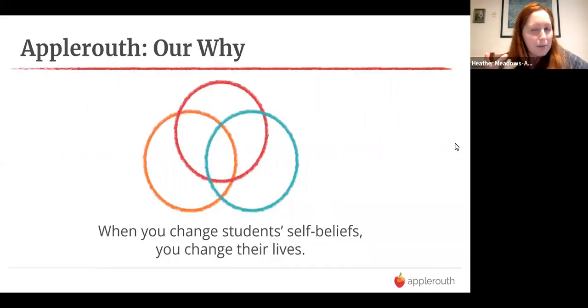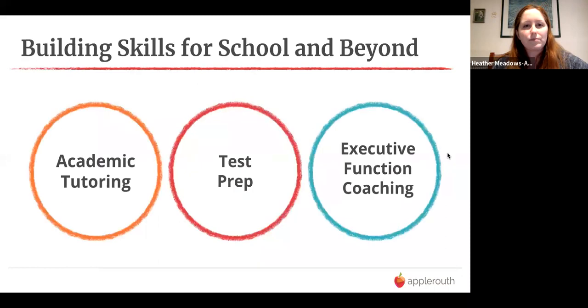So first, let's talk about Apple Ruth a little bit, our why. We like to focus on the whole student, not just the content, and changing their self-beliefs, which changes their confidence and makes them have skills they can take on beyond school and beyond this testing situation. Again, building skills for school and beyond through tutoring, test prep, executive function coaching, and all kinds of other things that we offer here.